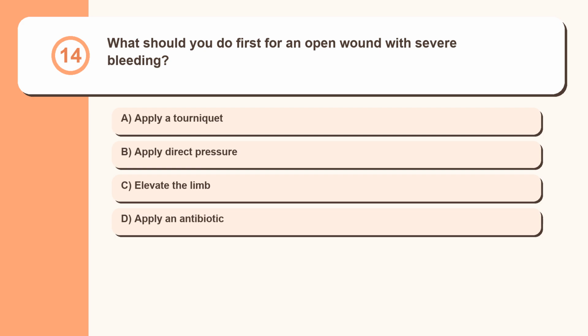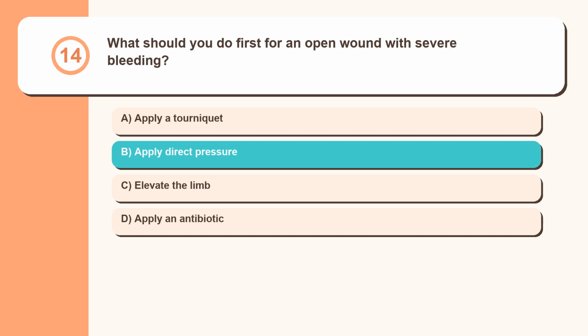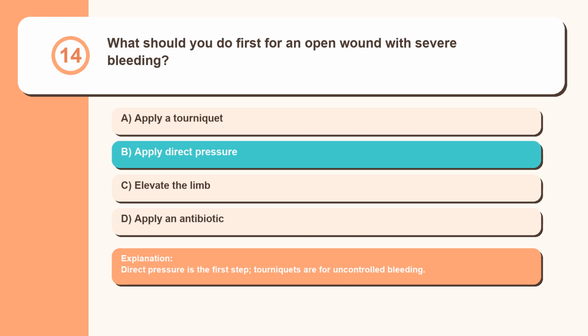Question 14. What should you do first for an open wound with severe bleeding? Apply a tourniquet. Apply direct pressure. Elevate the limb. Apply an antibiotic. Direct pressure is the first step. Tourniquets are for uncontrolled bleeding.